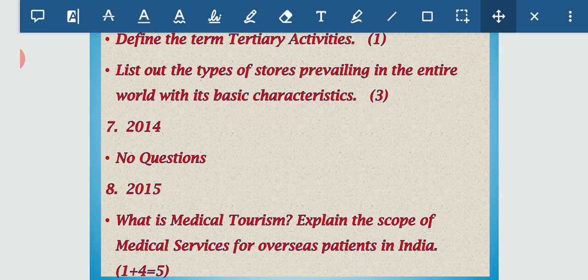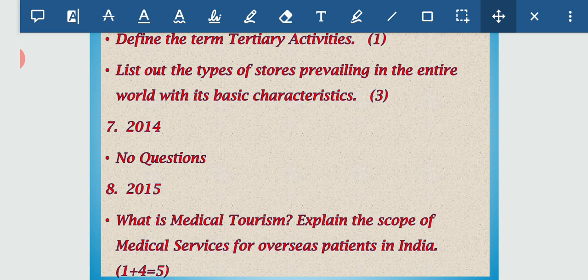Very sorry, 2015 there is one question: what is medical tourism? Now medical tourism means the tourism which is basically combined with medical support. That means the medical treatment which is supported with tourism, and it is an international tourism, and when this is in practice we term it medical tourism.